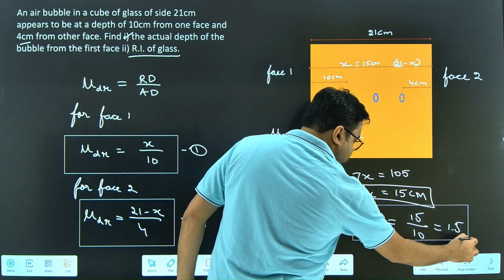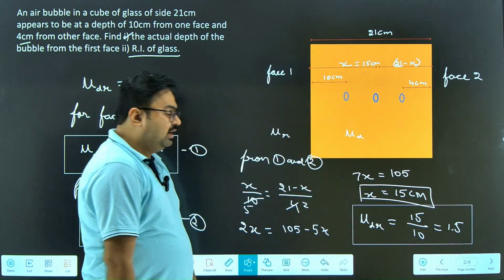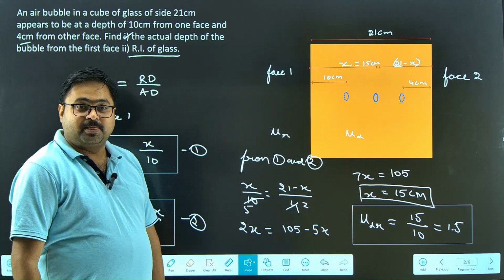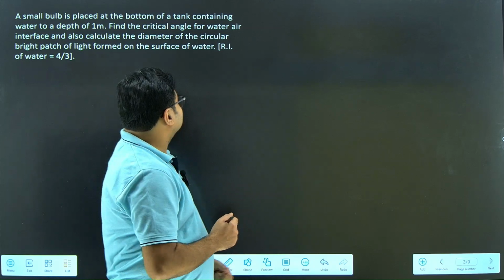So this becomes your final answer, right? X is 15 and refractive index is 1.5. Let us look at the next question.